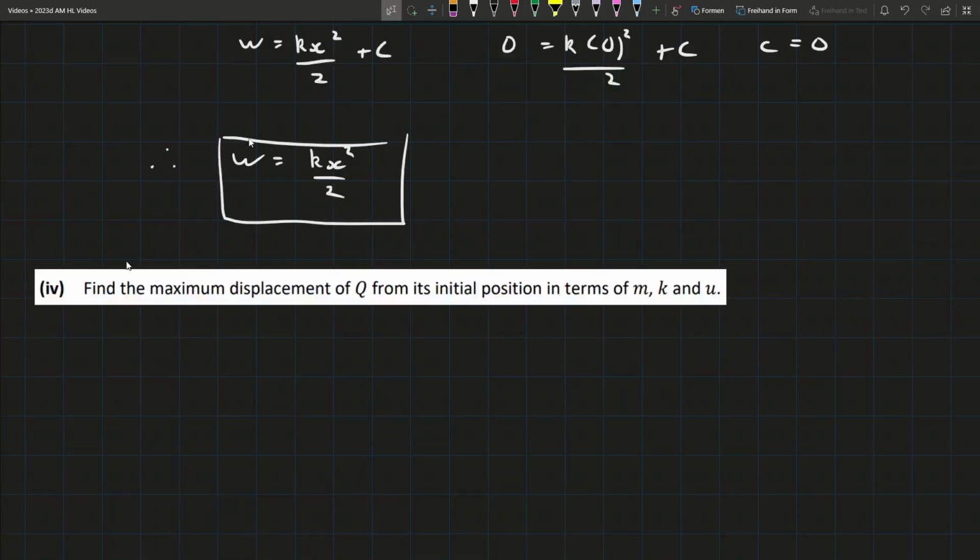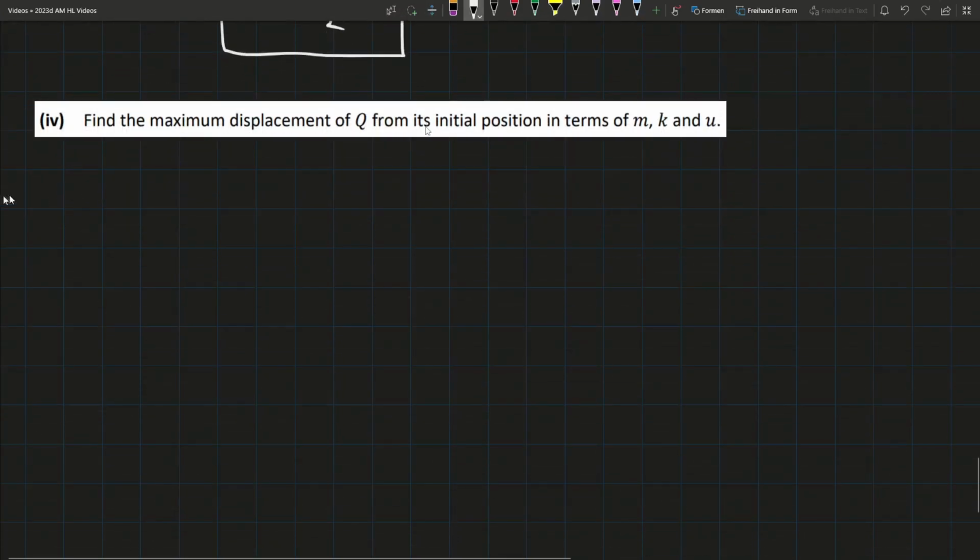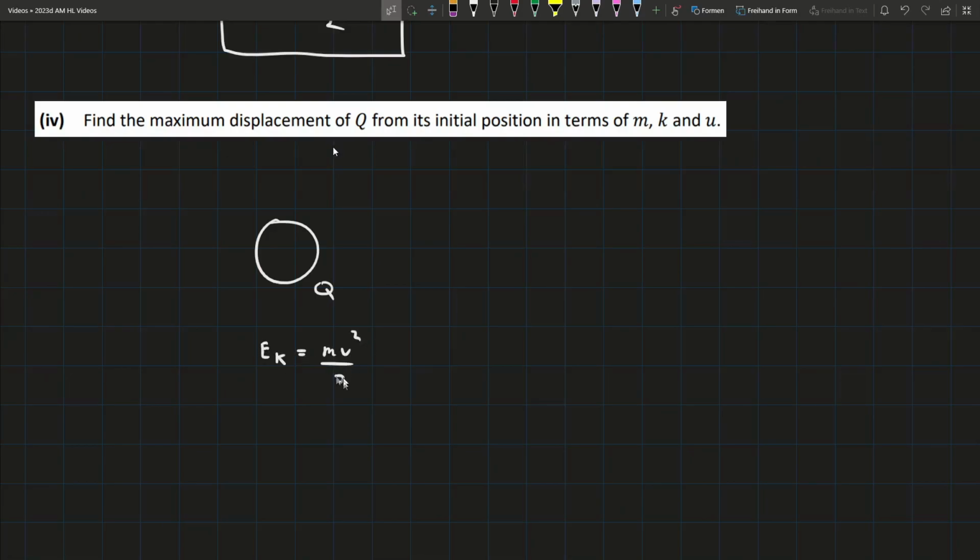In part 4, we're asked to find the maximum displacement of Q from its initial position in terms of m, k, and u. So in order to figure this out, let's think about what happened. Again, we have Q, and Q has no energy at the start. Remember, Q is at rest. It literally has no energy, or at least in our model it has no energy. But then it's hit by the particle P, and that gives it kinetic energy, which is given by mv squared over 2, or half mv squared.